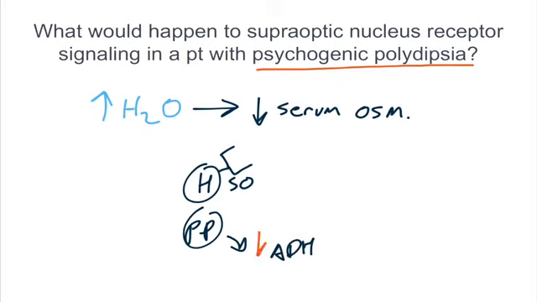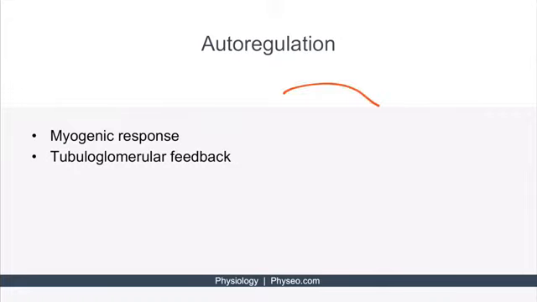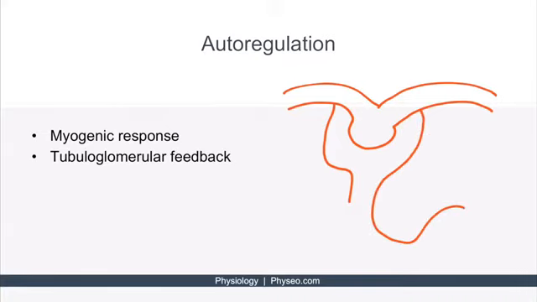Now let's talk about autoregulation. So let's draw a picture to depict this. So we've got the glomerulus and the arterioles, and then we'll just draw part of the nephron. So we're talking about autoregulation.